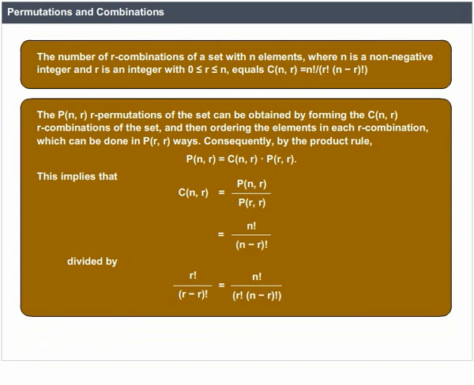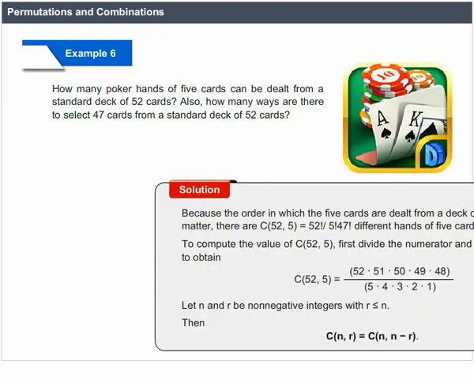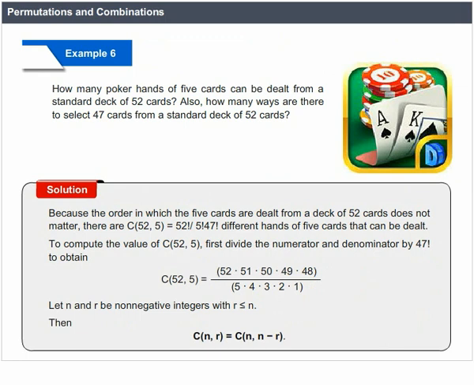How many poker hands of 5 cards can be dealt from a standard deck of 52 cards? Also, how many ways are there to select 47 cards from a standard deck of 52 cards? Solution. Because the order in which the 5 cards are dealt from a deck of 52 cards does not matter, there are C(52, 5) equal to 52 factorial divided by 5 factorial times 47 factorial different hands of 5 cards that can be dealt.